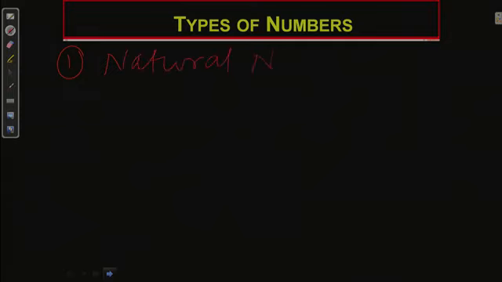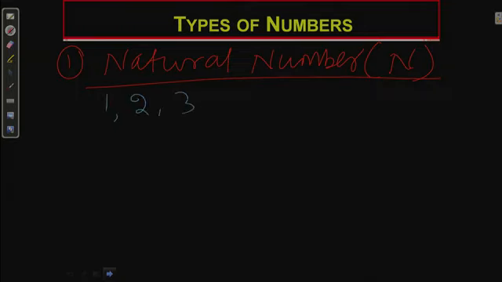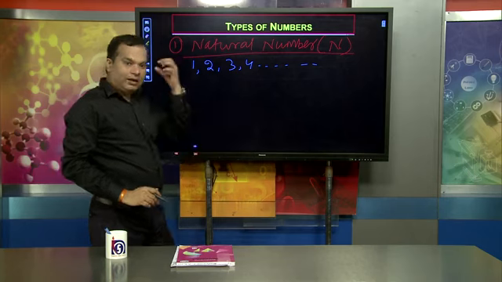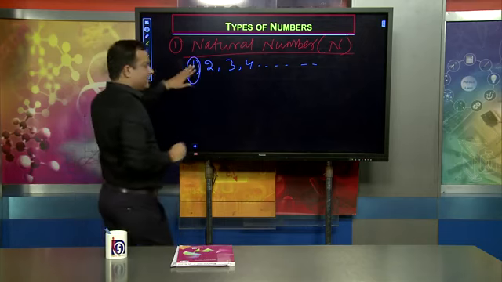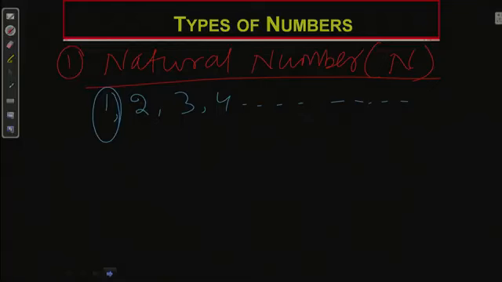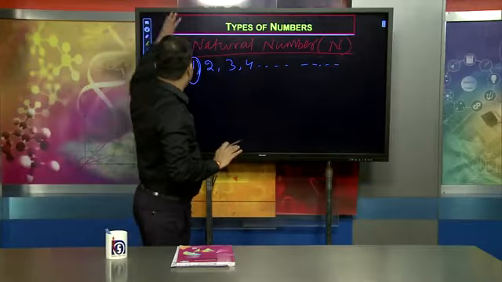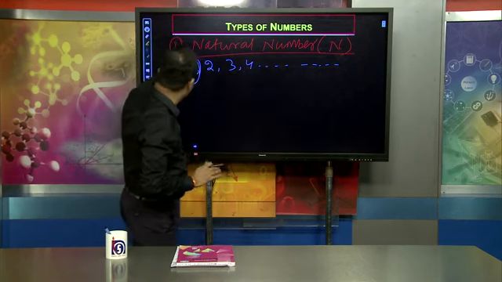The first category is the natural number, which we denote by capital N. Natural numbers generally start from 1, 2, 3, 4, and so on. These are called natural numbers, and they are basically used for the purpose of counting. Natural numbers start from 1. This is the beginning. But the last number we don't know, as they spread up to infinity. So we cannot say the last natural number, but the first number is 1.